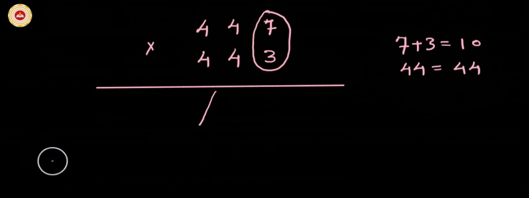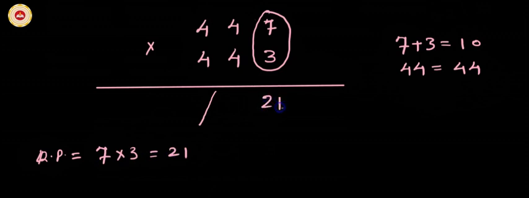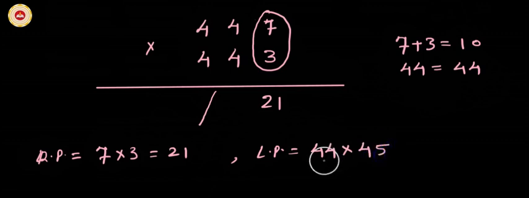Let us multiply these two numbers. Right part is multiply the digits whose sum is 10 or its powers. In this case 7 and 3. 7 threes are 21. Write 21 in the right part. Now let us calculate the left part. 44 should be multiplied with its ekadhik. What is ekadhik of 44? Add 1 to 44, you will get 45. 45 is ekadhik of 44.